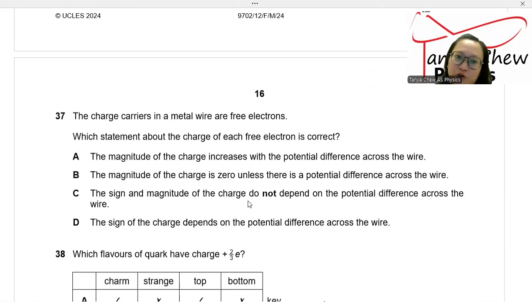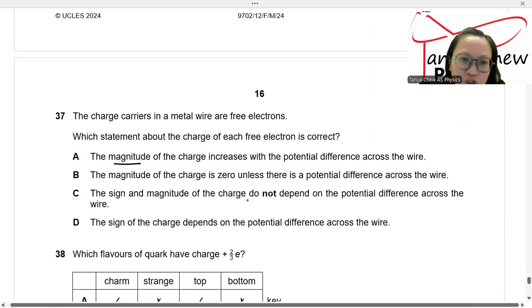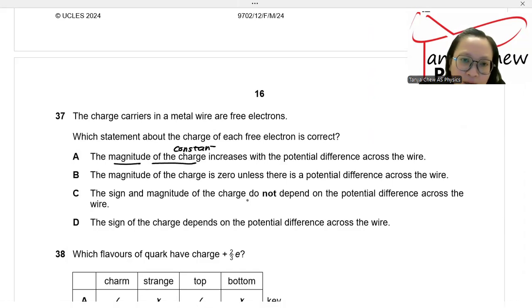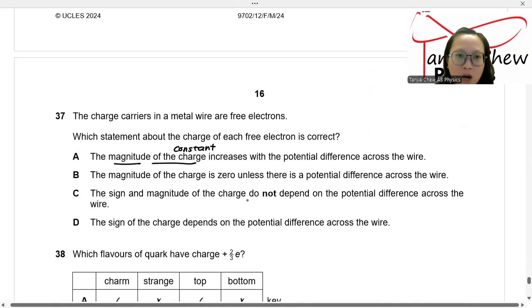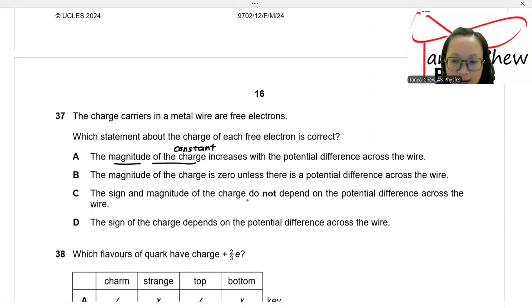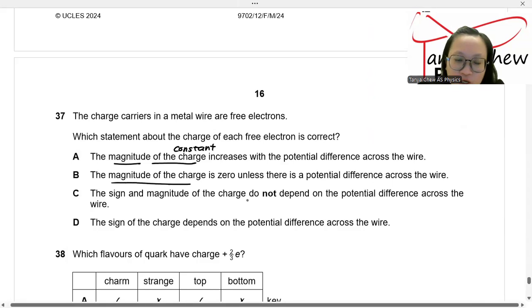Number 37, the charge carriers in a metal wire are free electrons. Which statement about the charge of each free electron is correct? Right? So the magnitude of the charge increases with the potential difference across the wire. Magnitude of the charge is constant, cannot increase. Now, the magnitude of the charge is 0 unless there is a potential difference across the wire. Magnitude of the charge cannot be 0. Magnitude, the value of the charge.